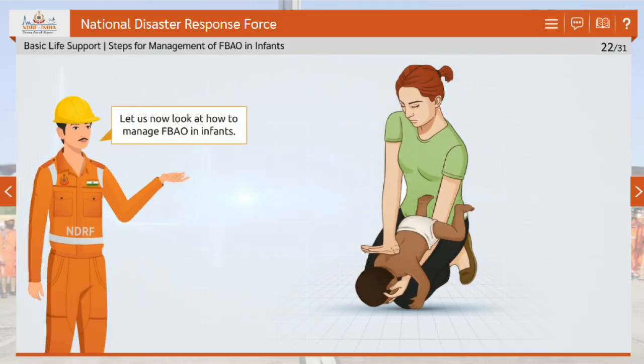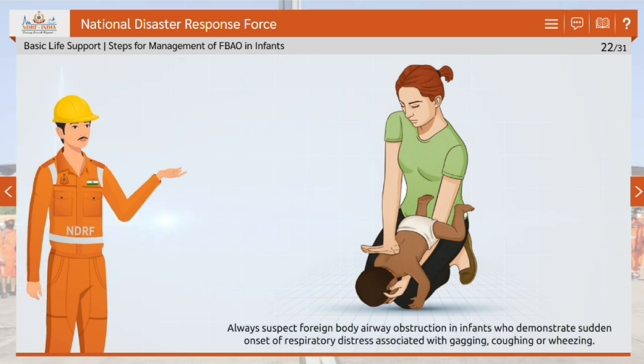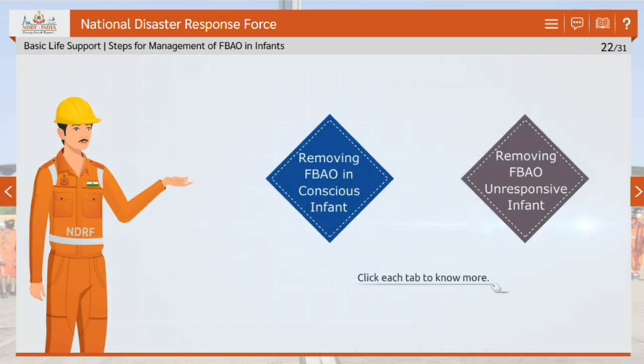Let us now look at how to manage FBAO in infants. Always suspect foreign body airway obstruction in infants who demonstrate sudden onset of respiratory distress associated with gagging, coughing or wheezing. Click each tab to know more.